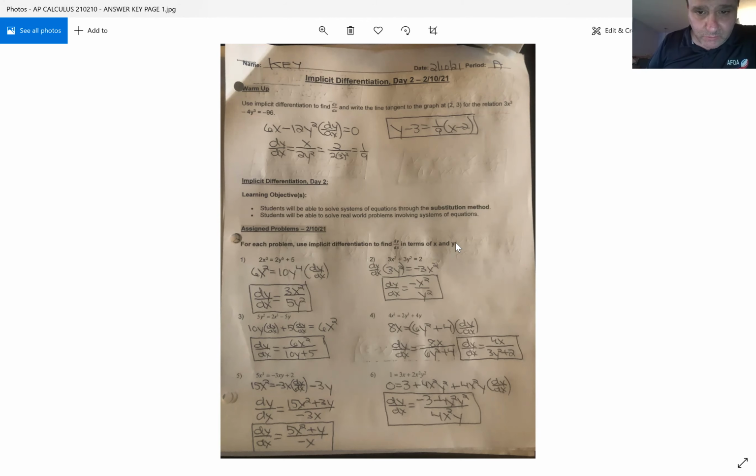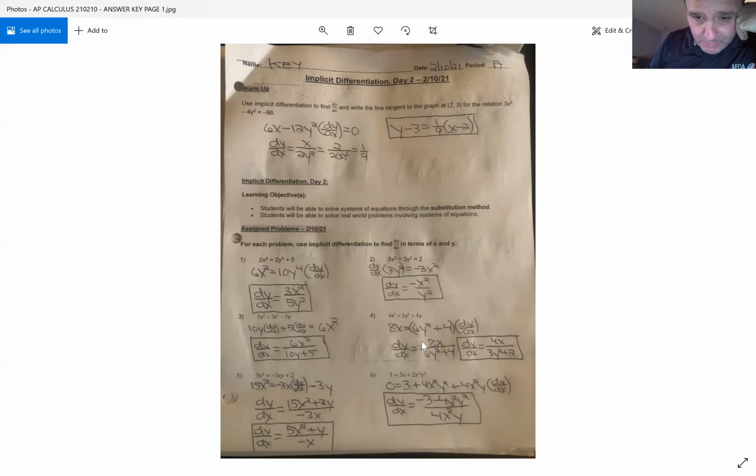Second one, again, it's just power rule. So dy/dx is just negative x squared over y squared. Power rule, solve for dy/dx. Same thing with number 3. Power rule. Now on this one, you have to consolidate 10y and negative 5, which I moved over to the left. So dy/dx on this one equals 6x squared over 10y plus 5.